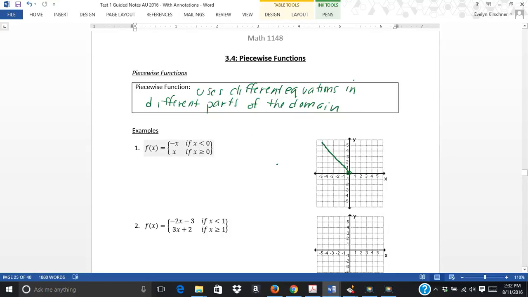And it equals x when x is greater than or equal to 0. So here, it looks like that. What is it? That's the absolute value function. So you can define the absolute value function as a piecewise function.